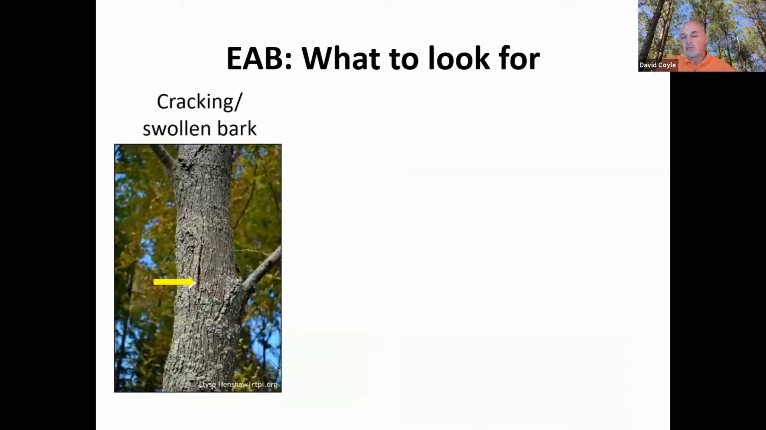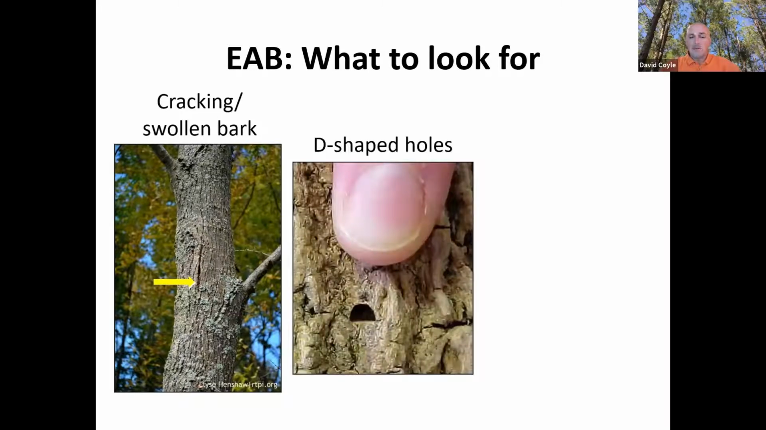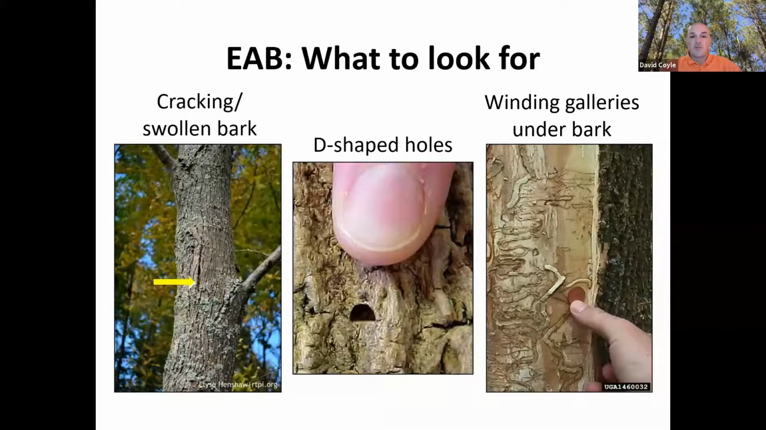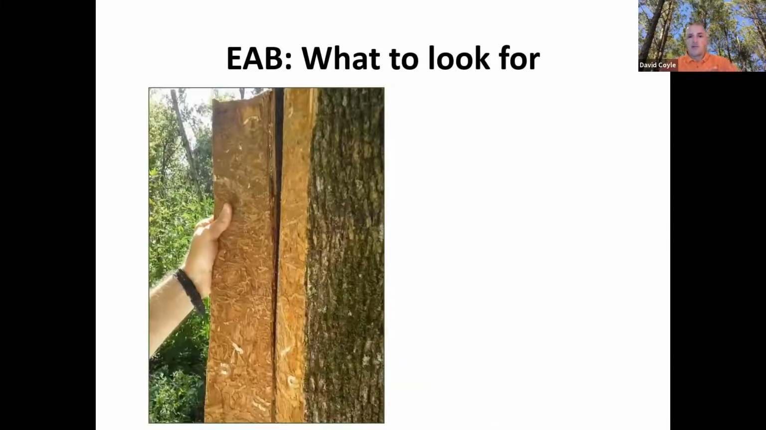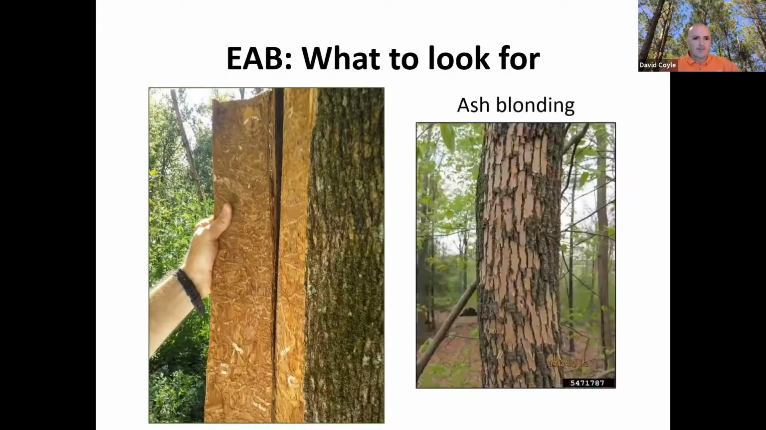Up close on the tree, and this is all on ash trees, all Fraxinus, you see cracks in the bark, and they'll kind of swell up a little bit. And if you look really closely, you will see the galleries going back and forth. Again, those D-shaped exit holes and those frass-packed galleries. And sometimes those galleries can be really, really extensive, just all over the inside of that bark.